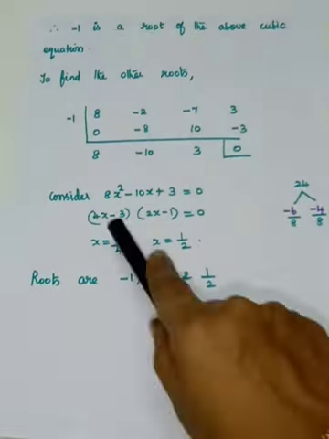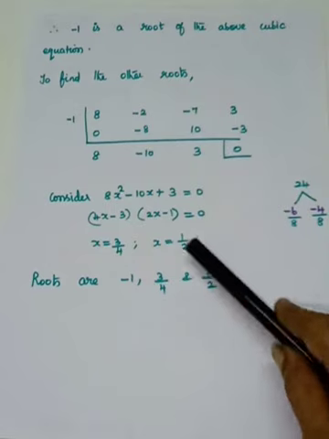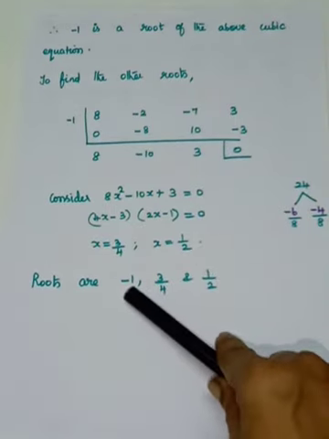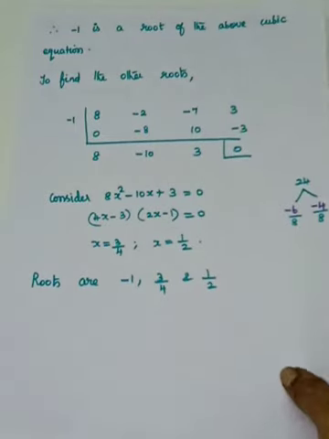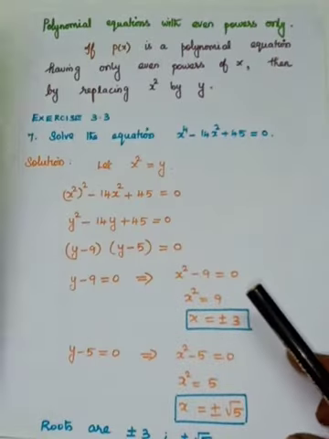So it is 2x minus 1 is equal to 0. When you equate 4x minus 3 is equal to 0, x is equal to 3 by 4. 2x minus 1 is equal to 0 means x is equal to 1 by 2. So minus 1 is one root, and the other roots are 3 by 4 and 1 by 2. So in this way you can find the roots.